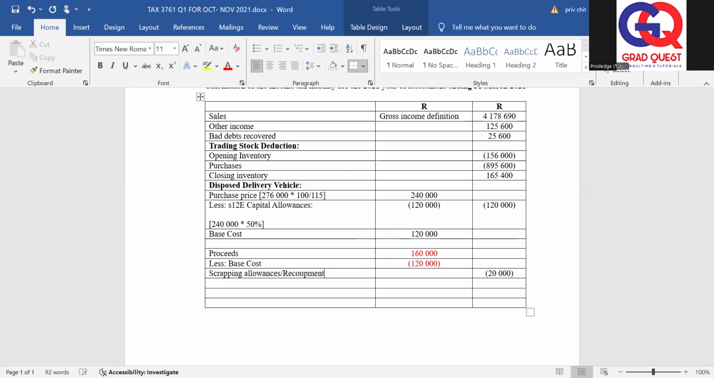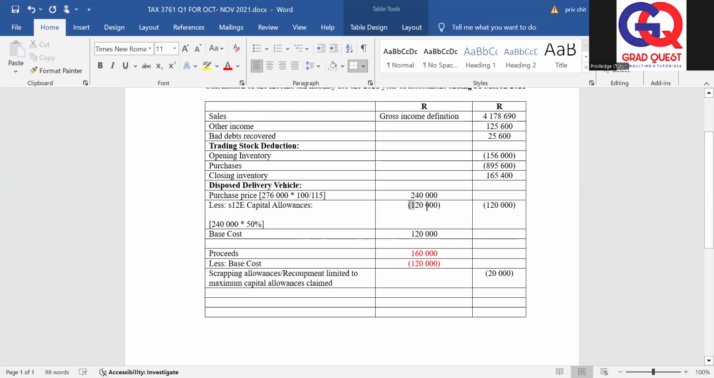And the recoupment here will be limited, obviously, to the maximum capital allowances claimed. So if you look at the maximum capital allowances claimed, it's actually to the value of 120,000. The difference between the 160 and the 120 will give you 40,000. That 40,000 is just what we call normal accounting profit. That amount you would have to then compare against the capital allowances to determine your recoupment.